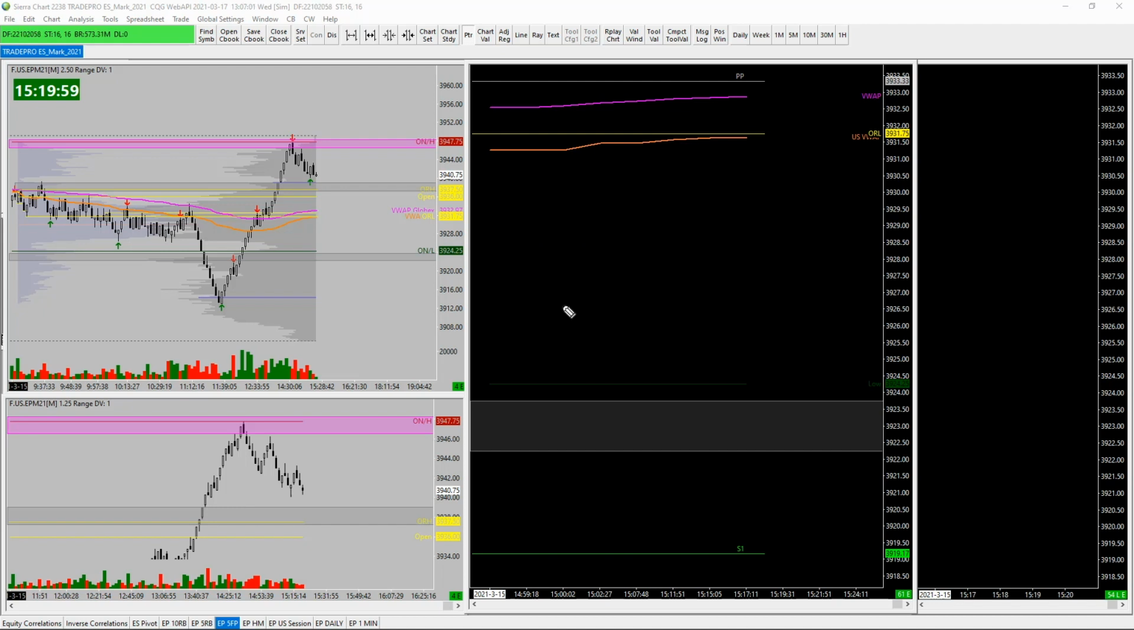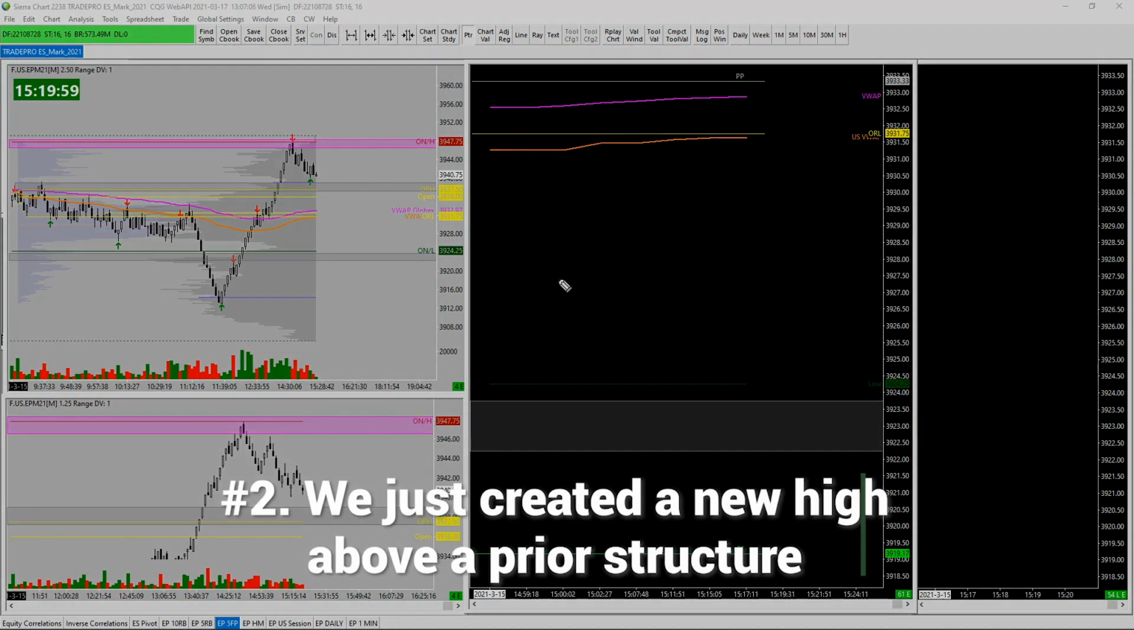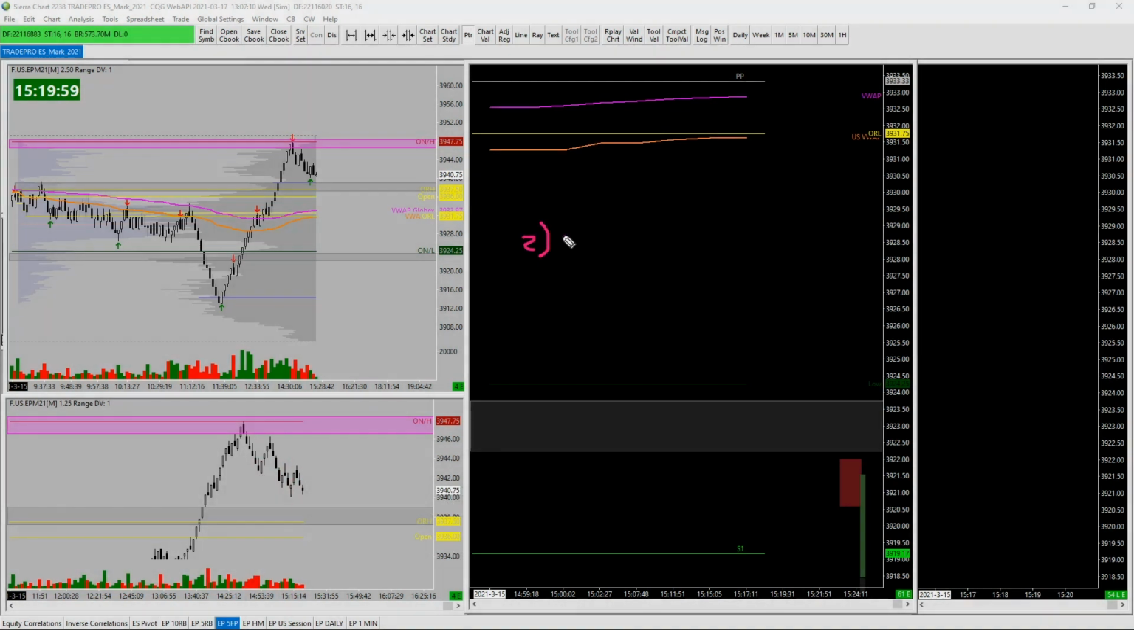The second thing I want to see on a potential pullback is that we've just created a new high above a prior structure. So what I love to look for, number two, is flip zones. Flip zones, support turned resistance, however you want to call it. In the case of a bull trend, I want to see a prior resistance get broken above, and on the way back down, I like to use that level as potential support. On bullish pullbacks, that's effectively what I'm looking for.